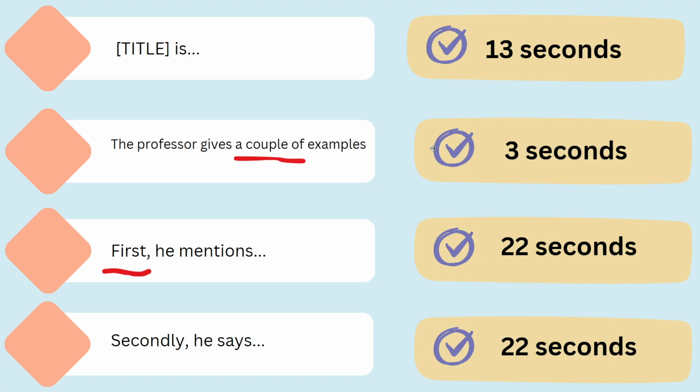In terms of a template, just a very basic template for this task. Start by saying what the concept is. Impact framing is whatever. And then you explain it in about 13 seconds. The professor gives a couple of examples. Take 2 or 3 seconds to say that, keeping in mind that maybe it's one example. And then first he mentions, 22 seconds to summarize the first one. Secondly, he says, 22 seconds to summarize the second one. If there's only one example, just go with first he mentions. And then just carry it through to the end. And even though there's only one example, it's totally fine to say the word first.